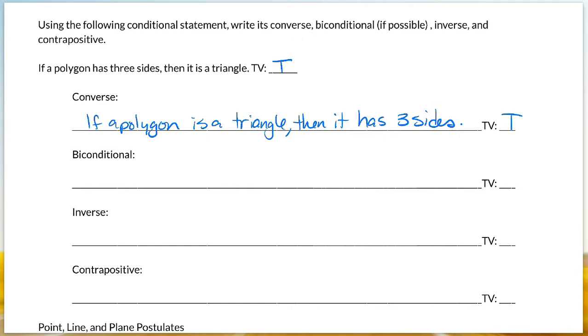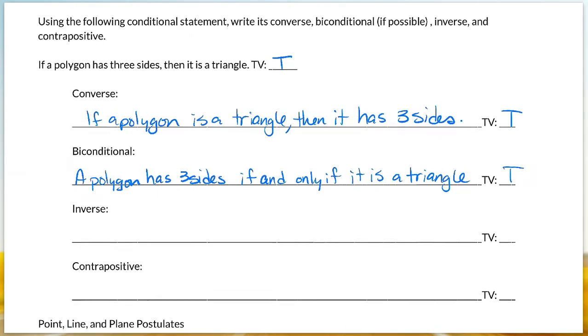Since these are both true, we are able to write the biconditional. So we're going to take off the if and the then, and we're going to join the hypothesis and conclusion with the phrase if and only if. So a polygon has 3 sides if and only if it is a triangle. And this is true.